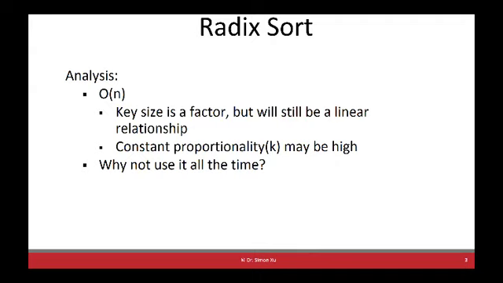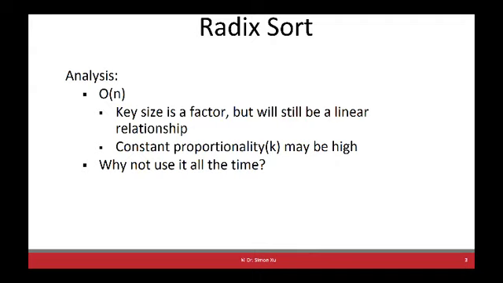So the time complexity for radix sort is big O kn, equivalent to big O n, which is much better than merge sort and quick sort.